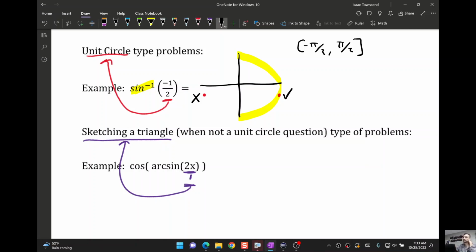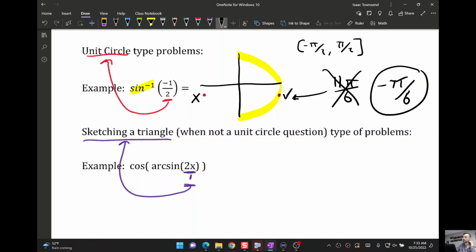And then finally, if this spot is my answer, I'm going to be tempted to call it 11π/6, because that's what I normally call that spot. But 11π/6 is not between these two values. So you've got to think of a way to name that angle, the same location, that is between these. And so what could that be? -π/6. That's the only correct answer.